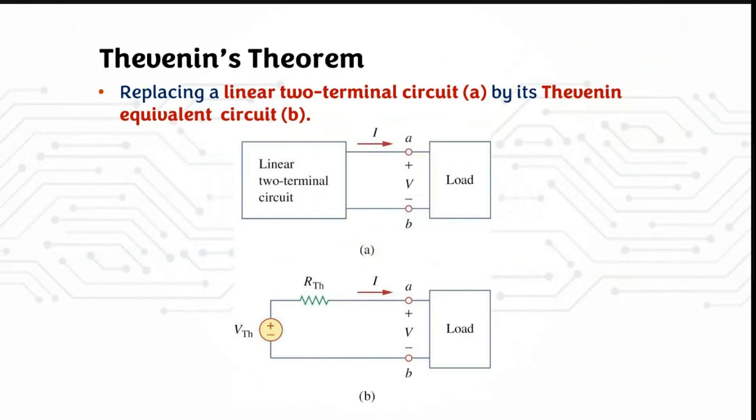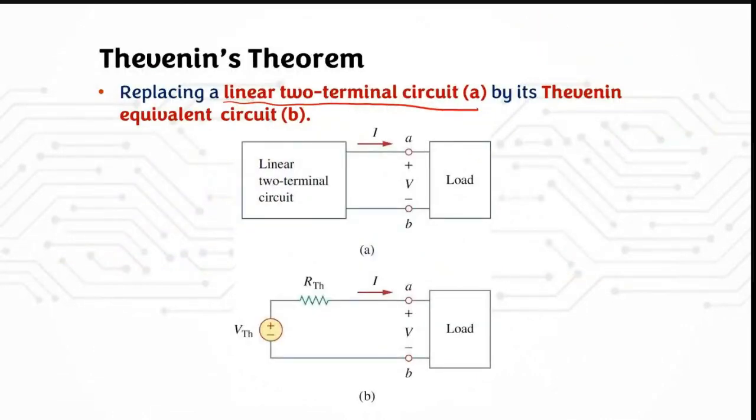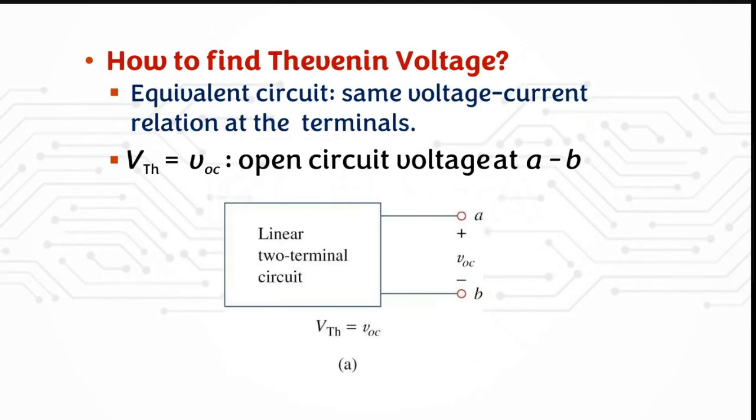This Thevenin theorem replaces a two-terminal circuit, like I showed you in the previous slide. Inside the two-terminal circuit is your circuit, connected with this terminal, and we want to convert it into this Thevenin equivalent circuit, where we have VTH and RTH here. So, how can we calculate the Thevenin voltage?